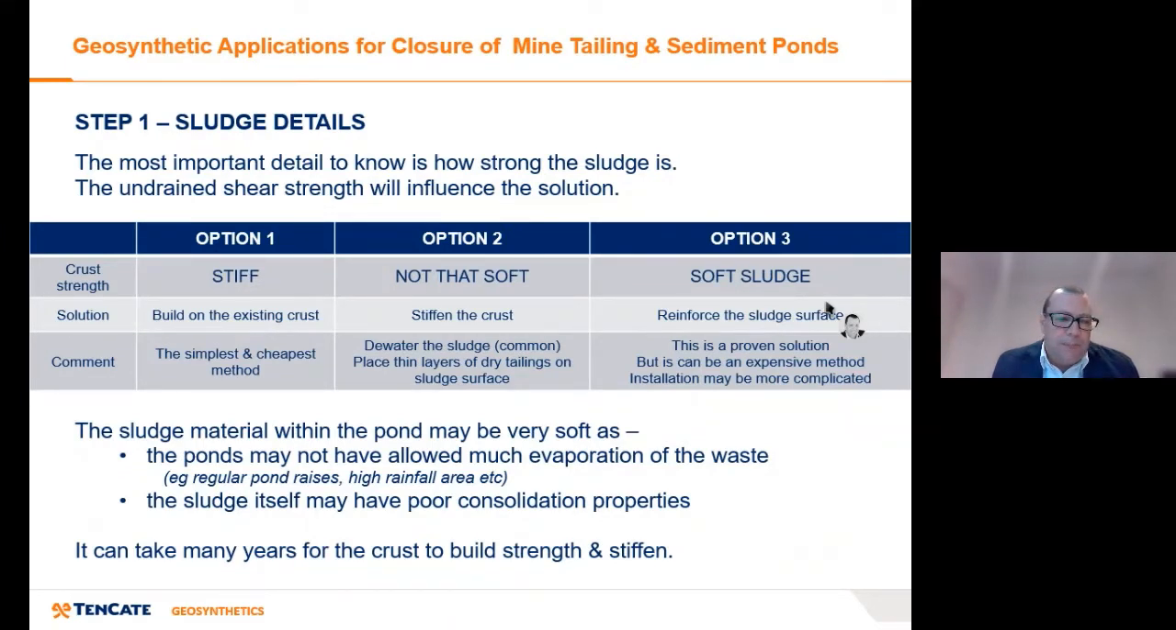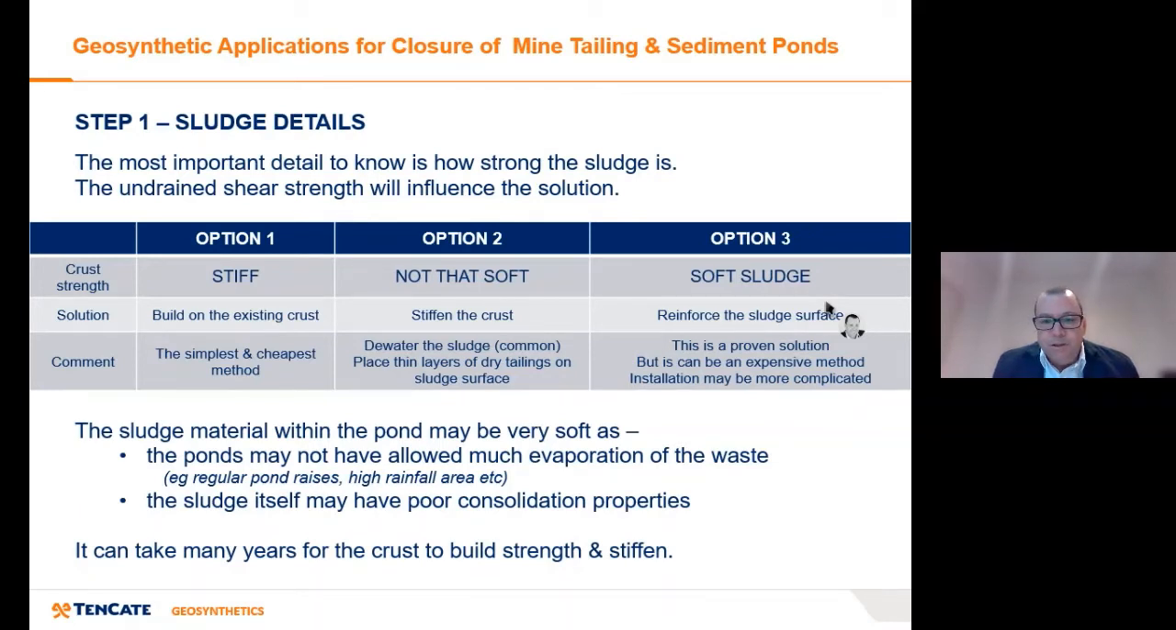So if the actual geotech report comes back and says you've got some reasonably good strength for that crust as well as beneath it, then the simplest and cheapest method is just to build on top of it. Option 2 is where it's kind of middle of the range, and you may have solutions where you can stiffen it a little bit. So you may dewater the sludge, or alternatively, if you're confident, you may want to have the geotech people look at placing thin layers of dry tailings and building it up. But you'd want to know for sure what's going on beneath the surface.